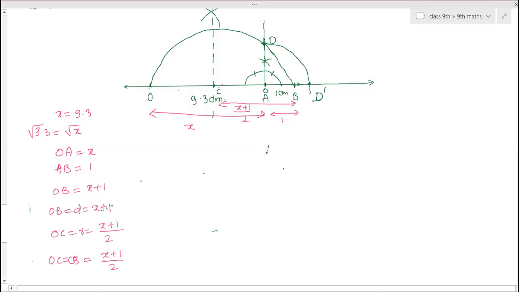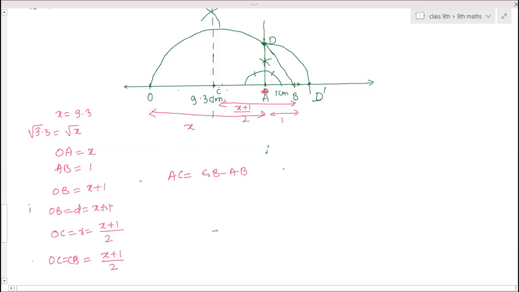Out of that, AB is 1 centimeter. Can we calculate the CA distance? Now, what is the AC distance? AC is equal to x plus 1 by 2 minus 1. CB, the total distance, minus AB is the distance of AC. Yes. Everyone, is that clear?